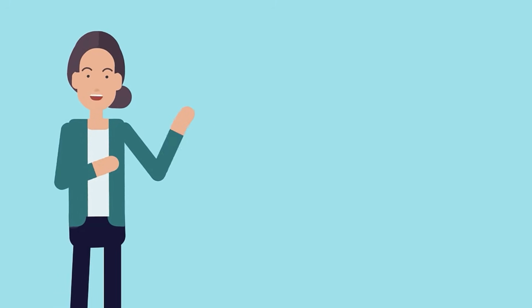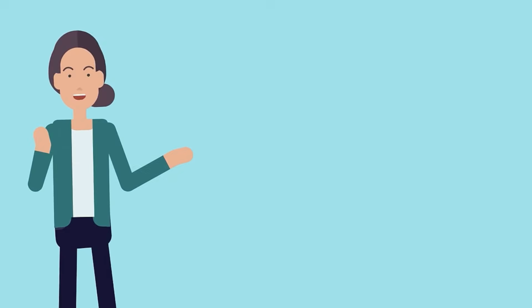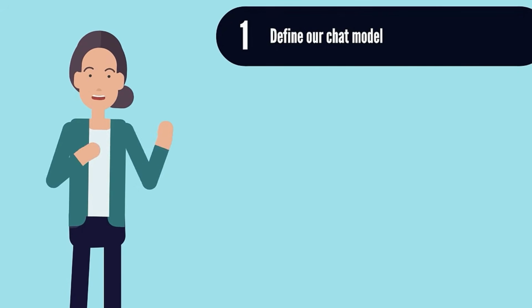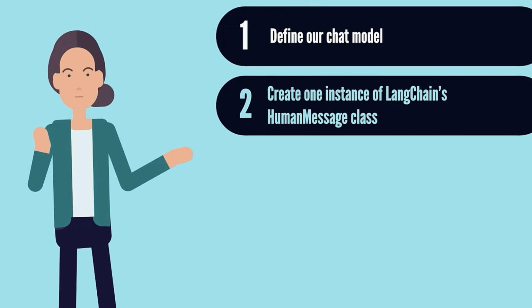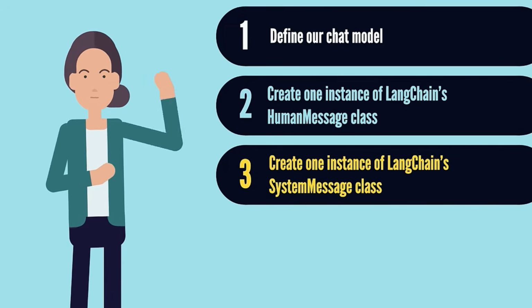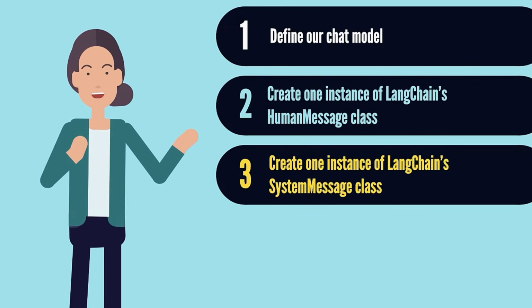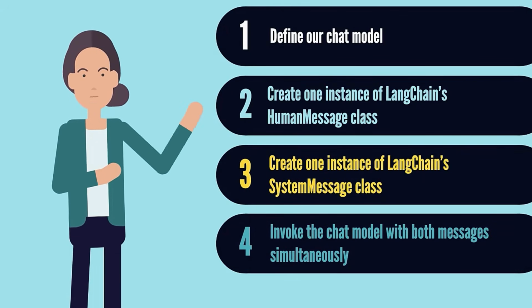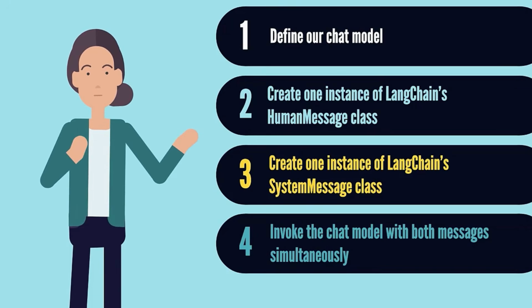Having revised the concepts, let's outline the strategy for this lesson. We'll first define our chat model. Then we'll create one instance of LangChain's human message class and one of a system message type. And finally, we'll learn how to invoke the chat model with both messages simultaneously and study the output.